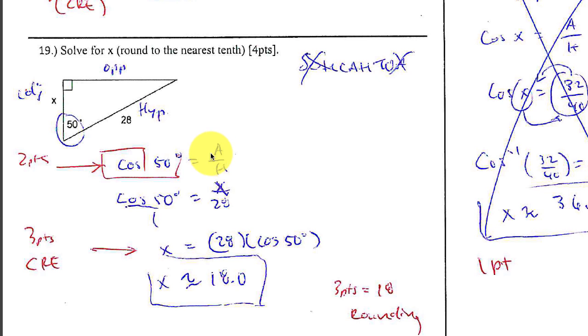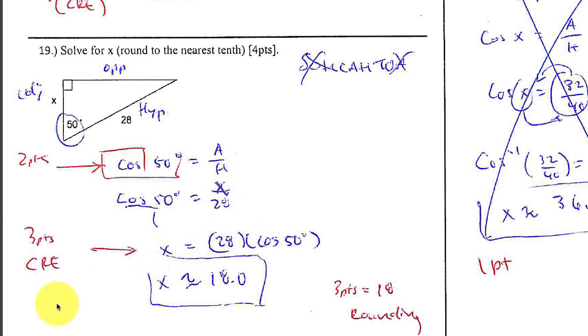And then over here you have a side over a side. So cosine of this angle, cosine of 50 degrees equals the adjacent over the hypotenuse, which is x over 28. Again, if you pick the right trig ratio and the rest of it's wrong, I'll give you 2 points. So you're going to make this over 1. Here, you're going to cross multiply.